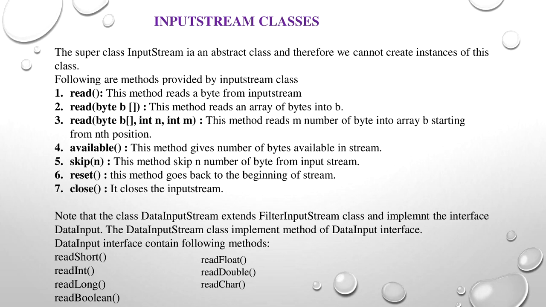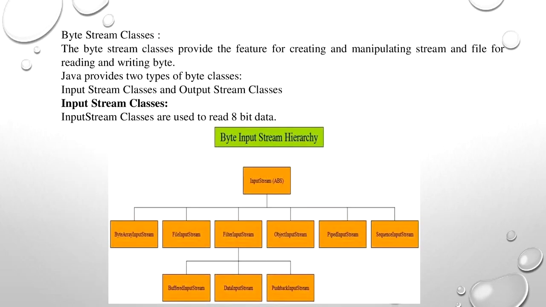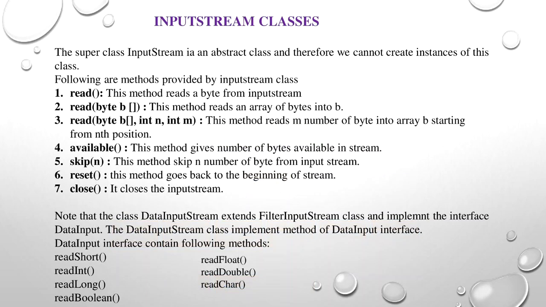Note that the data input stream extends the filter input stream class. In the last slide, we have already seen this in the figure. See here, this is the filter input stream. This filter input stream is inherited into three different classes, out of which data input stream is one of the descendant classes. So the data input stream extends the filter input stream class and it implements the interface data input. The data input stream class implements the methods of the data input interface.